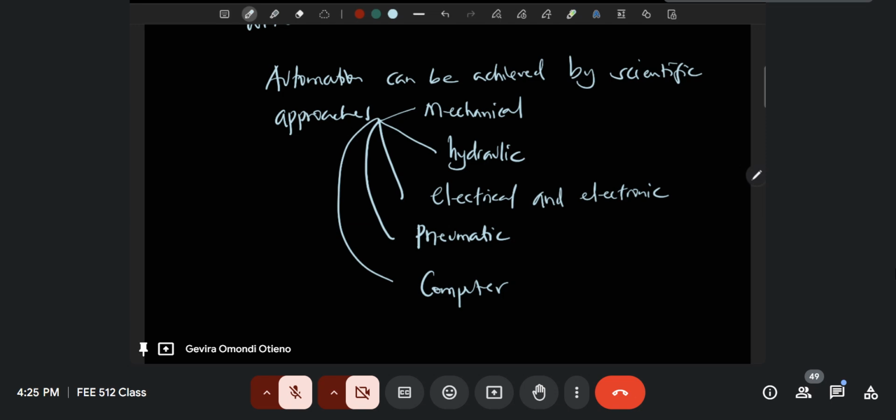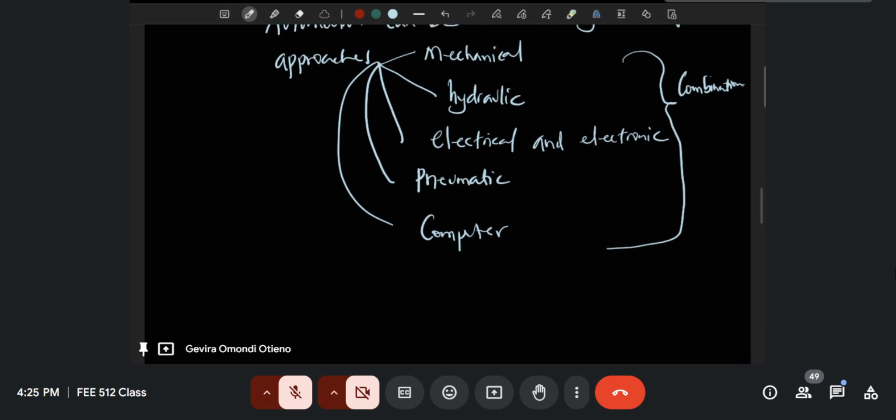But you will find that in most cases, the best automation tries to combine all of these. So you can use them in combination. All these approaches can help drive automation, but it is not mechanization. You see, mechanization is the use of machinery or powered machinery to help a human operator. Okay? I'll give you an example.